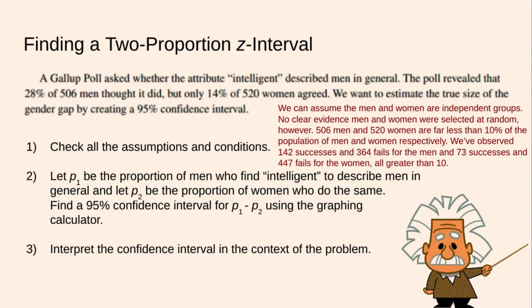506 men and 520 women are far less than 10% of the population of men and women, respectively. And we observed 142 successes, that is 28% times 506, and 364 fails. That would be the number of fails out of the 506 men. And 73 successes, that is 14% times 520, and consequently 447 fails for the women, all greater than 10. So we have met all of the assumptions and conditions, save that randomization condition, and so we'll have to take our results with a grain of salt.